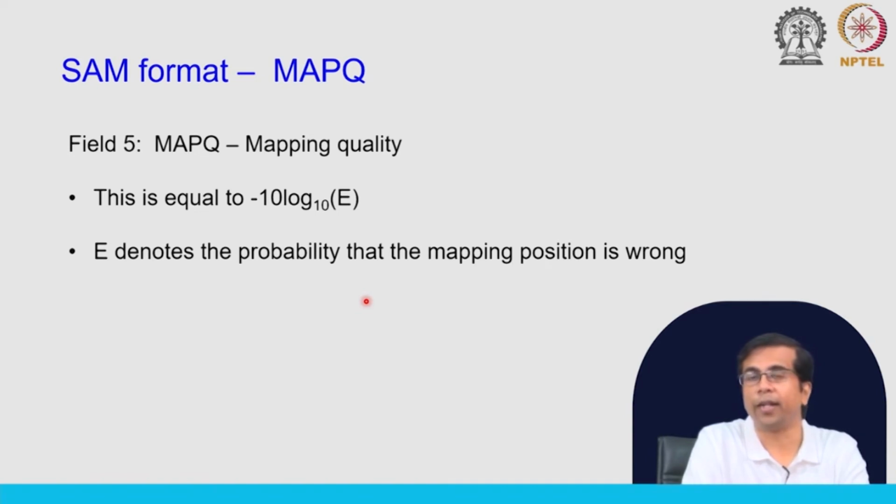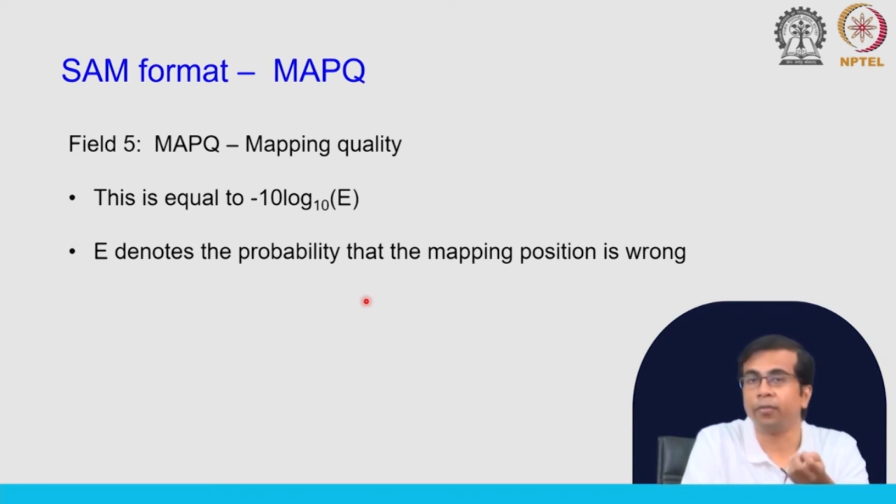So, it is a very similar idea to what we did when we calculated the probability of error for a base given the quality score, which was 10 to the minus Q by 10. Here E denotes the probability of error in the mapping process, instead of the base call. So this denotes the probability that the mapping position is wrong. Given the quality score, we can calculate the probability of error.